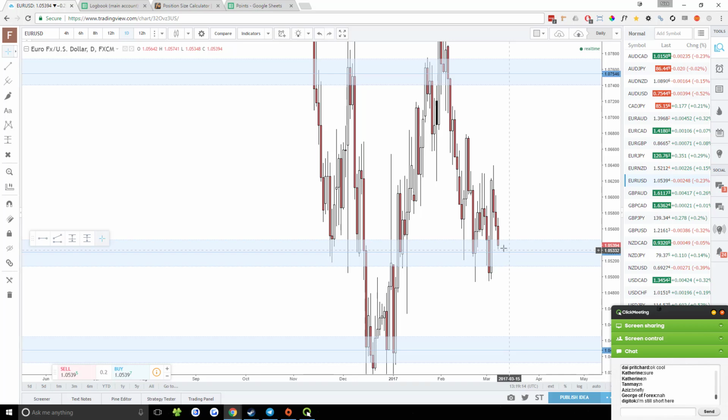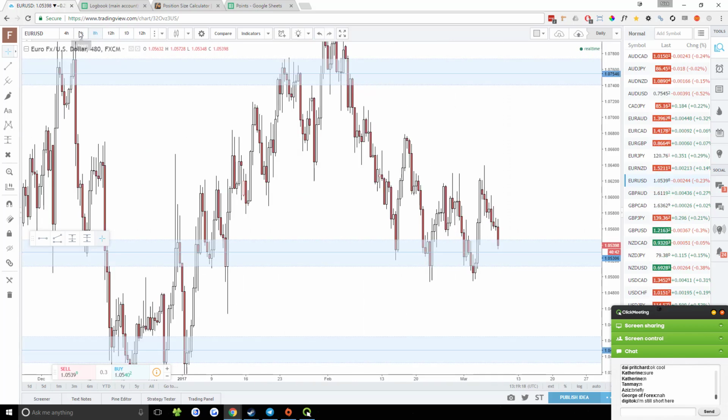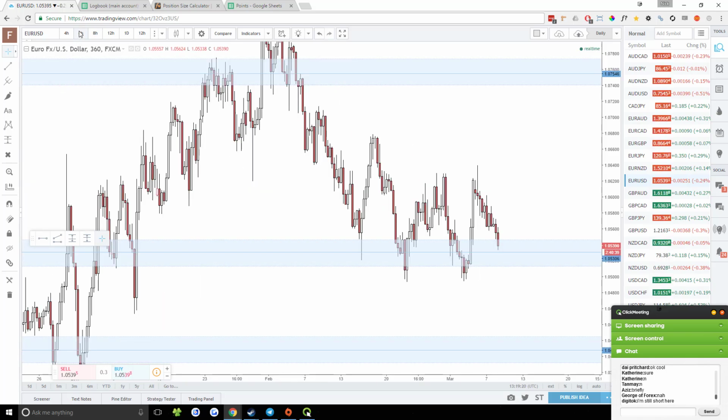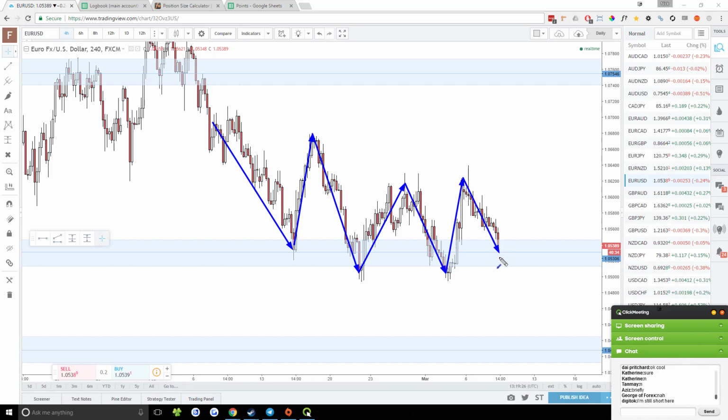Euro USD is back to this support area. Back again. What do I mean by back again? 1 bounce, 2 bounce, 3 bounce, 4 bounce maybe, or not. Who knows?